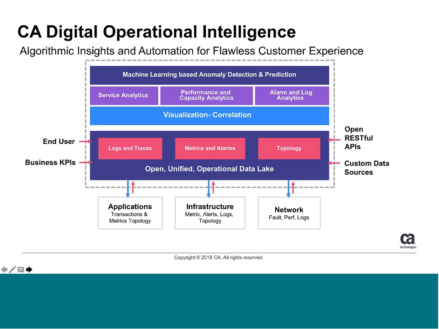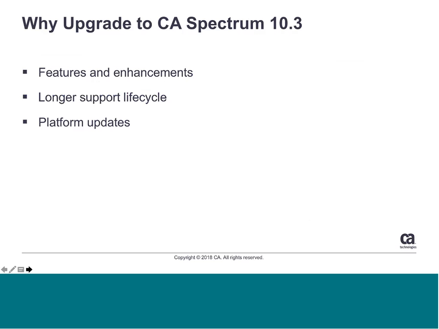So again, all this, at the end of the day, CA Spectrum 10.3, right? And why we should upgrade to 10.3. We'll talk about features and enhancements in this release and the cumulative features and enhancements that are there across the various Spectrum releases, right? We'll also talk about an aspect of having a longer support life cycle, right?